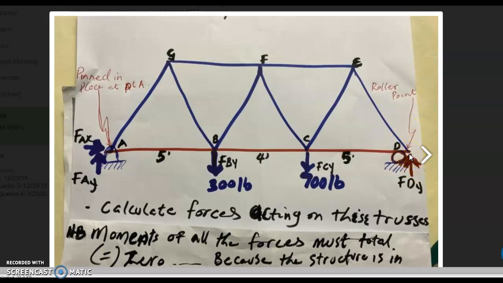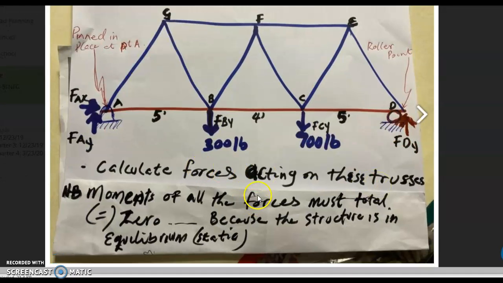So you have to calculate resolving for moments, right? And like it says here, calculate forces acting on these trusses. Moments of all the forces must total 0, right? So you want to determine which ones are positive, which ones are negative, which I explained already.